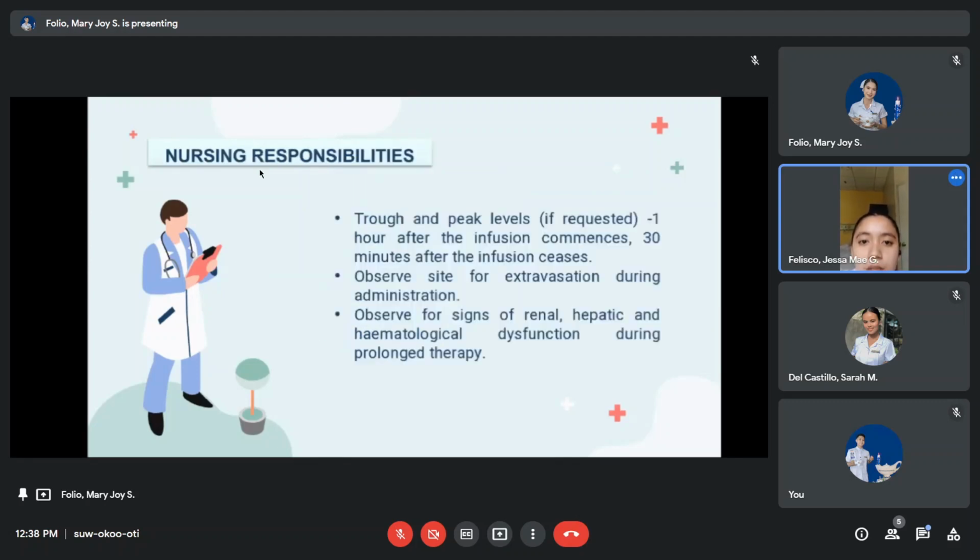hepatotoxicity. For the nursing responsibilities, draw trough and peak levels if requested, 1 hour after the infusion commences, 30 minutes after the infusion ceases. Observe the site for extravasation during administration, and observe for signs of renal, hepatic, and hematological dysfunction during prolonged therapy. Next slide, please.